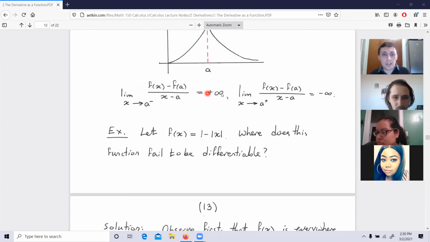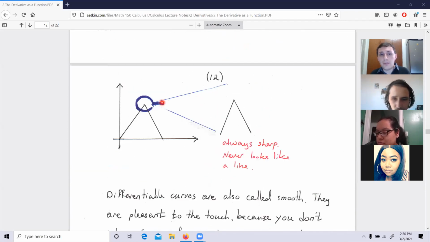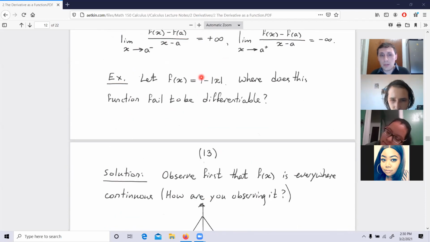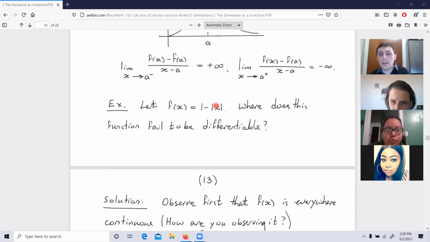So do you all see that this is plus infinity, this is minus infinity, and here is an actual example of the function built up of two line segments. So it's 1 minus absolute value of x. It looks like that. Good. And you understand it, the function is 1 minus absolute value of x.